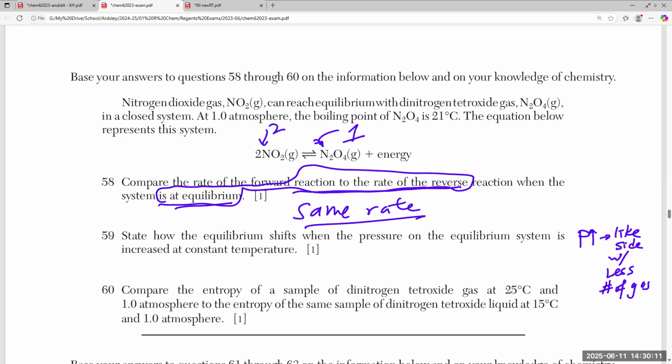It's going to favor the side of the equation that only has 1 gas molecule, right? Because remember, these are both gases. So therefore, what's going to happen, guys? Which side is it going to be favored if you increase pressure? Left or the right side? Right, it's on the right side.